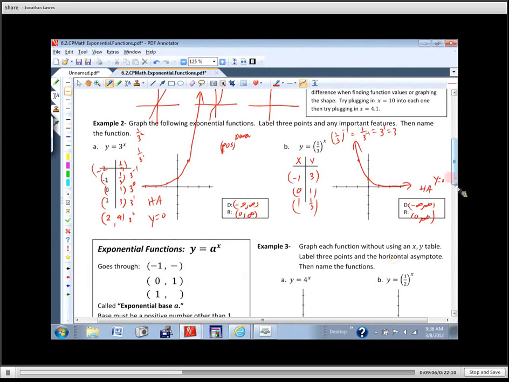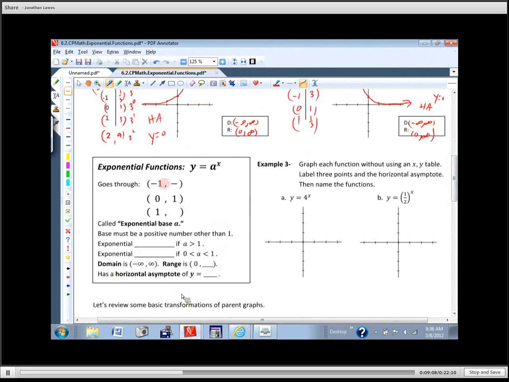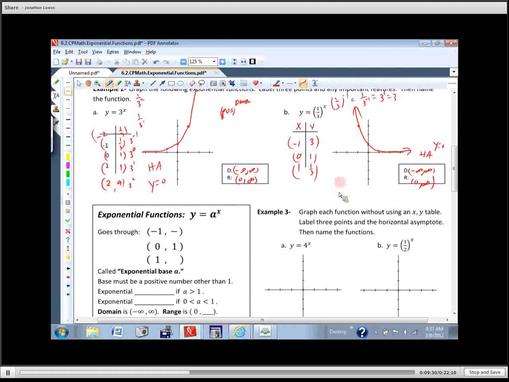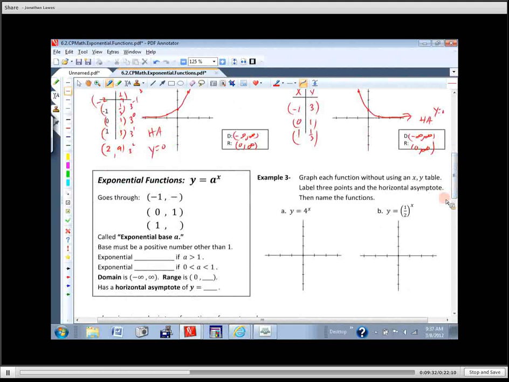Good. Then you can fill in this box right here. This is what you were taught in 1010. All, pardon me, all exponential functions behave this way. So we've got to have a positive number for the base, and this is going to be the exponent. It always goes through these 3 points. These are important because on each one of these, notice this is where the bend happens. So we want to keep track of those 3 points. Those are the important ones on the parent graph.